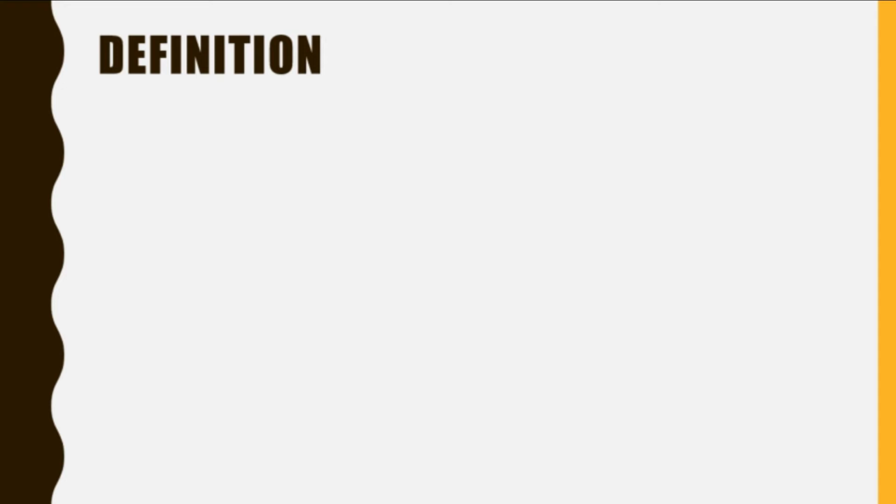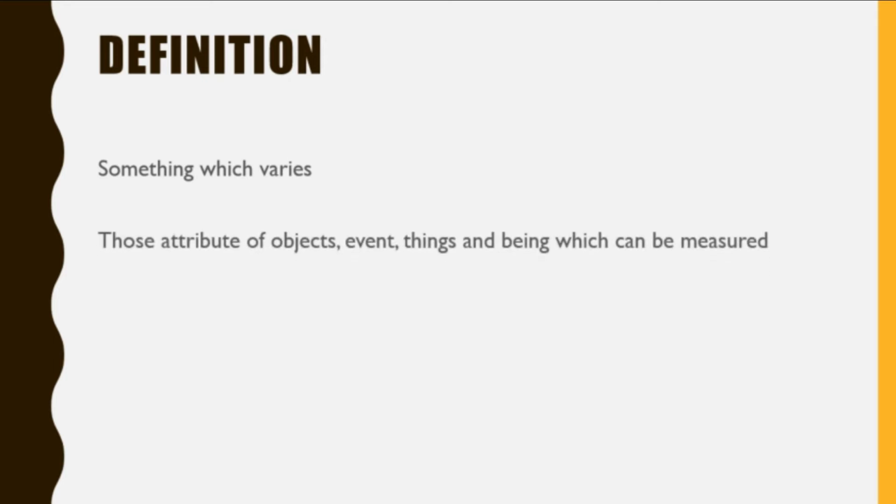Just to define variable, what it is, like even in the last session I asked you what a variable is, and you gave a right answer. The common way of defining variable is something which varies. A variable is something which varies, like those attributes of objects, events, things and beings which can be measured are called variables. This is another definition of variable.